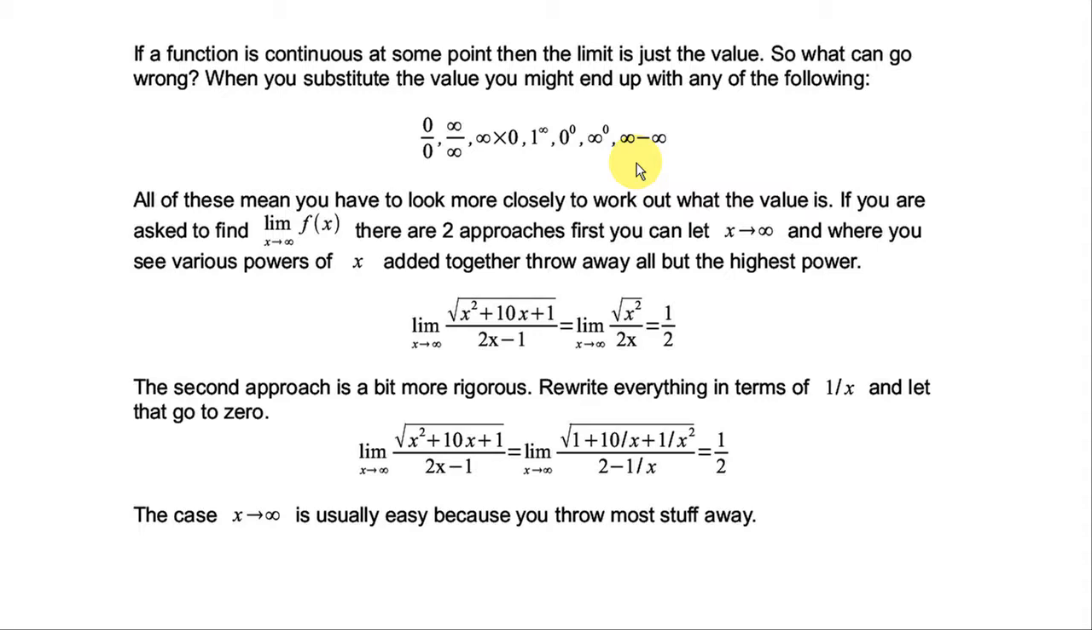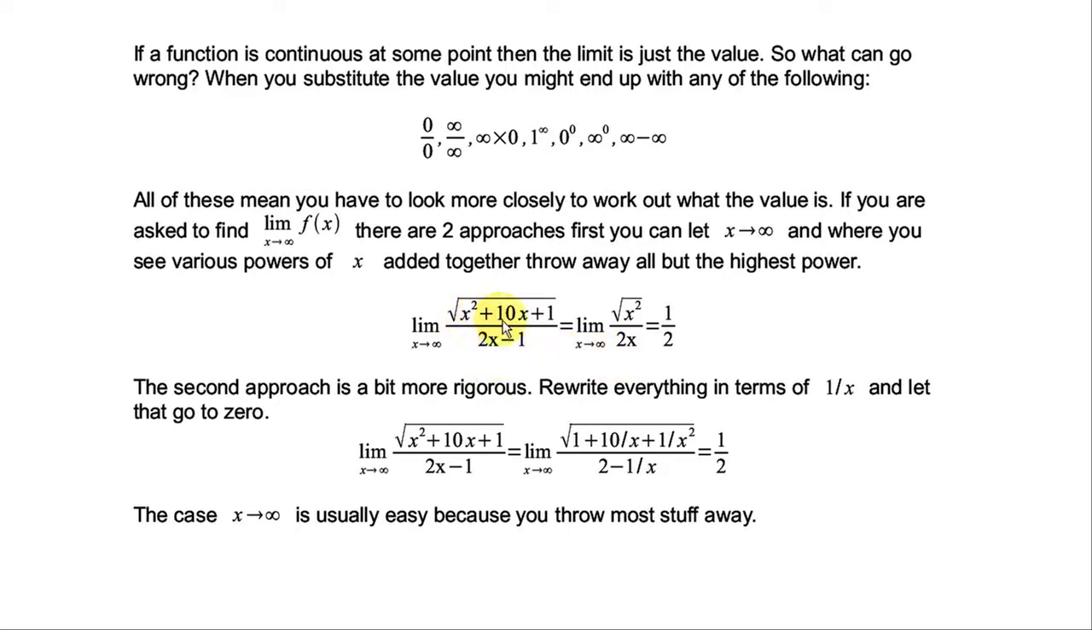Now, you can also look at the limit as x tends to infinity. So as x gets very, very big, you can ask what the value of the function is in that particular case. And if you do that, there are two particular approaches you could choose. You could do what I do, which is the sort of rough and ready way of doing it, which is if you see various powers of x added together, just throw away all of them except the highest power. So in this particular case, you've got 2x there minus 1, so that minus 1 is going to be negligible, so you can just throw it away.